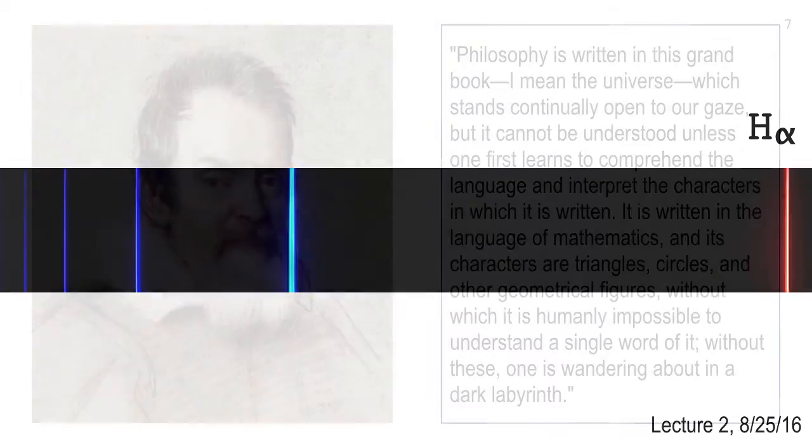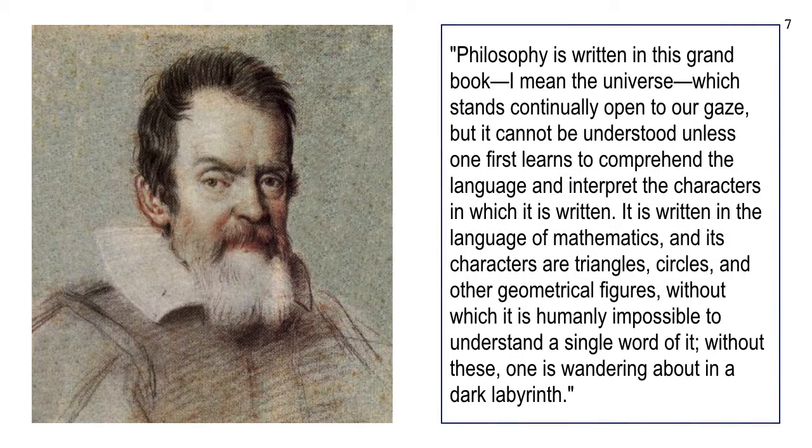So, lecture 2, and you'll make a note. I have several of the slides today keyed at the bottom right to what lecture. You may want to make a note of that. Lecture 2, remember that we took a look at the spectrum of hydrogen. We used the diffraction gratings because in the School of Galileo, you've got to look at this grand book of the universe. Philosophy is written in this grand book, I mean the universe, which stands continually open to our gaze, but it cannot be understood unless one first learns to comprehend the language and interpret the characters in which it is written. It is written in the language of mathematics.